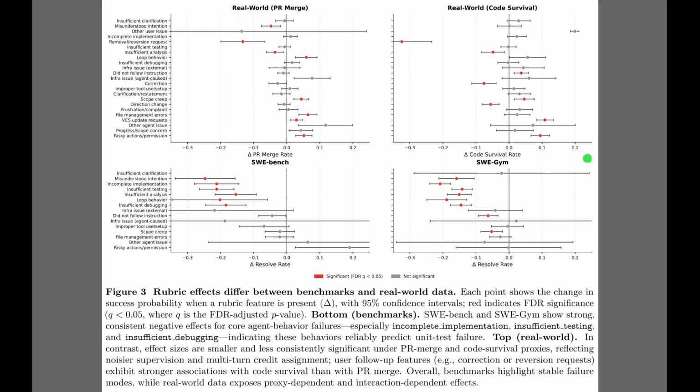Well, since Table 1 highlighted the lack of direct outcome labels, Figure 3 analyzes how the 24 rubric features actually correlate with success. The bottom panels look at benchmarks like SWE-bench and SWE-gym, where core agent failures, such as incomplete implementation or insufficient testing, consistently and strongly reduce the chances of passing a unit test. In contrast, the top panels evaluate real-world metrics, specifically pull request merge and code survival. Here, the effect sizes are much smaller and less consistent, which reflects the inherently noisier, multi-turn nature of real-world interactions compared to the clear-cut signals of academic benchmarks.